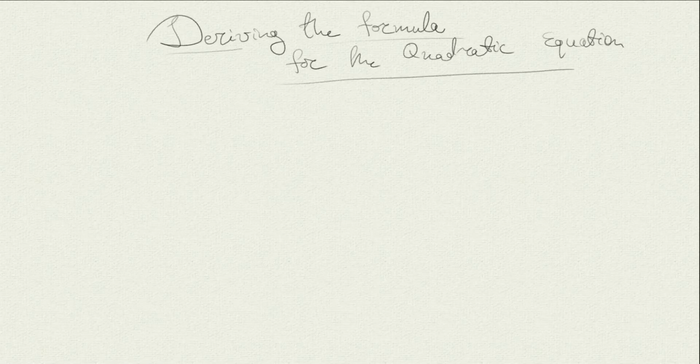So in this video we'll derive the familiar, well-known formula for the solution of the quadratic equation. Suppose we're given an equation ax² + bx + c = 0, and we wish to find all x's that satisfy this equation for given a, b, and c. So how would we proceed in solving this equation?